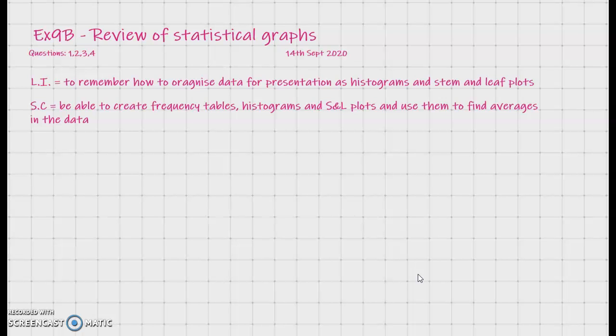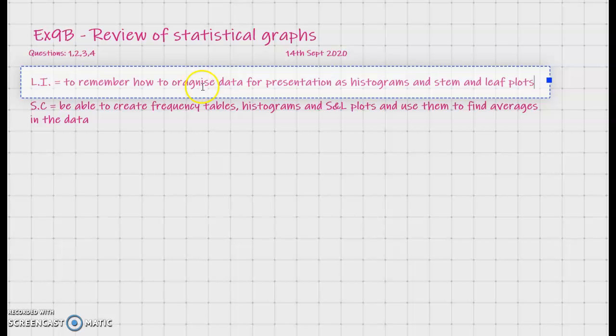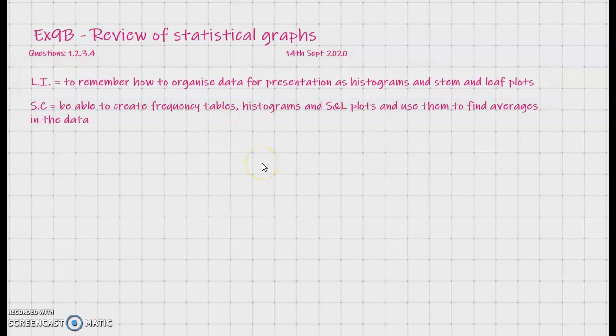So what we're going to be working on is remembering how to organize data for presentation as stem and leaf plots and histograms. And the goal is, at the end, you'll be able to create frequency tables, use them to make histograms and stem and leaf plots, and then in turn use the tables to find your averages in the data. And by averages, I mean your mean, median, and mode.